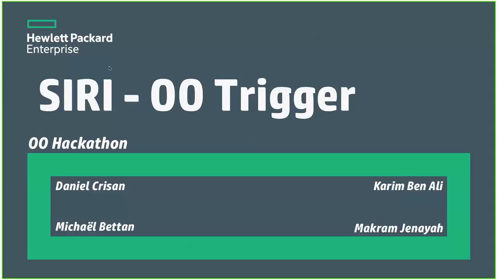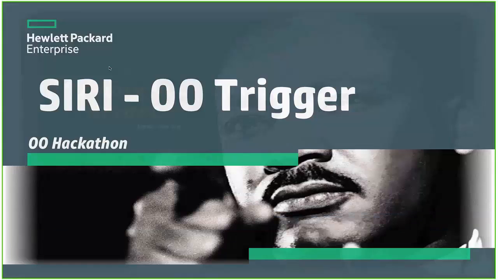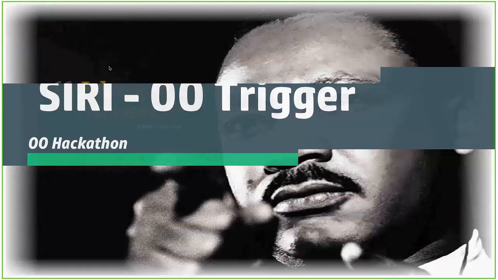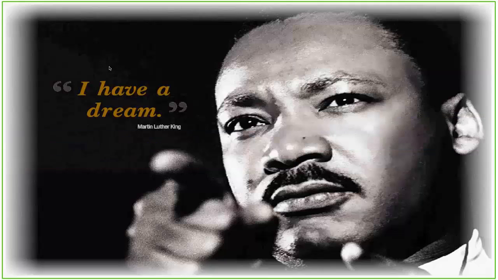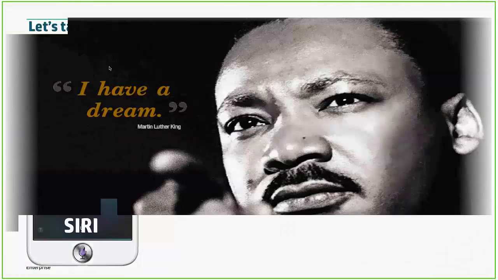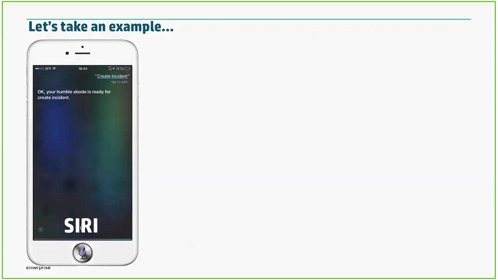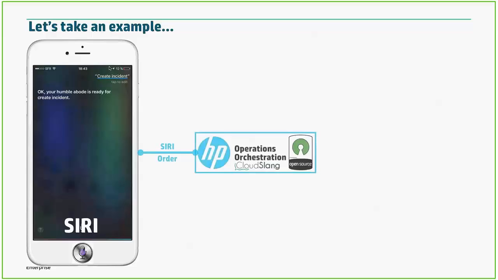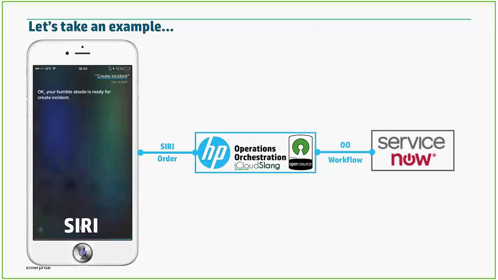Okay, so hi to all. My name is Daniel Crisan, and together with Karim Ben Ali, Mihail Bettan, and Makram Jenayah, we had a dream. And that dream was to trigger OO flows using SIRI. So let's take an example. If we want to create a new incident on ServiceNow using SIRI, we can make a request to OO, and the flow will trigger the incident on ServiceNow.